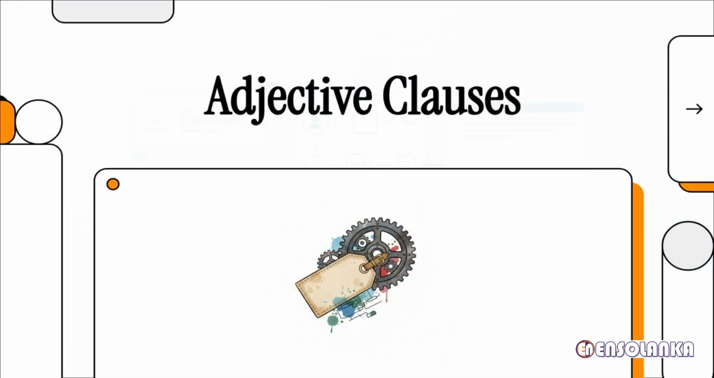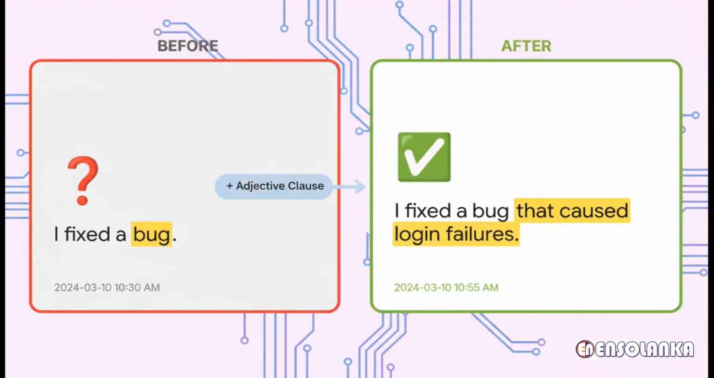Let's be real, in tech, clarity is pretty much everything. Whether you're writing a commit message, a bug report, or system docs, being vague just doesn't fly. So what's the tool that helps you get super precise? It's called an adjective clause, and by the end of this, you're going to be using them to write with total clarity.